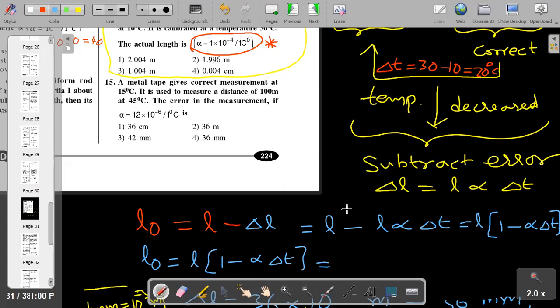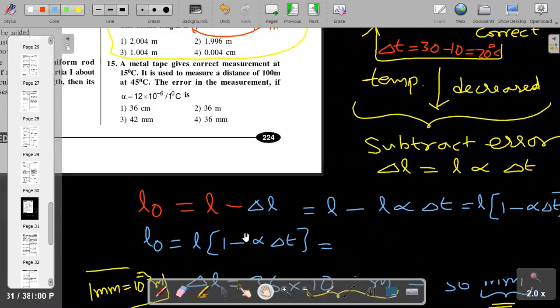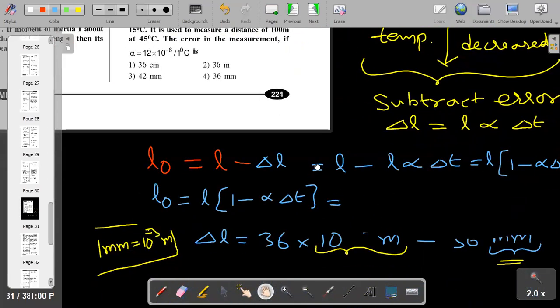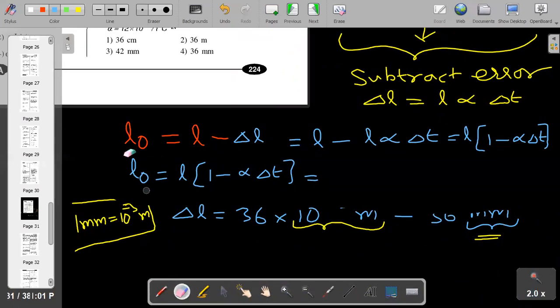What is L? Just now we wrote that information. L is nothing but 2 meters. Alpha is there. Difference in temperature is there. Let us substitute the data in the formula. You will get our beautiful answer within seconds.